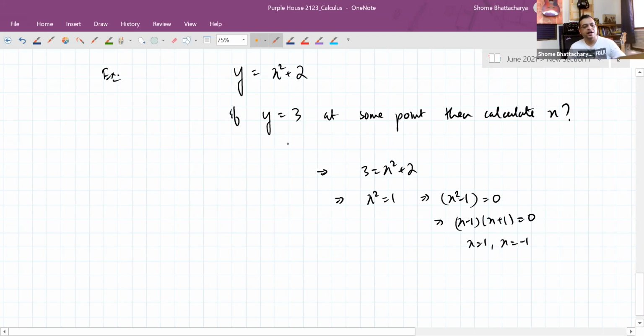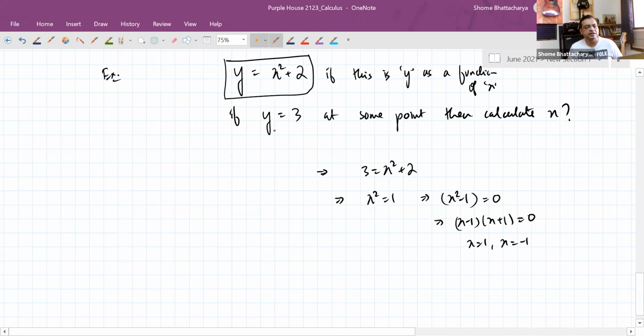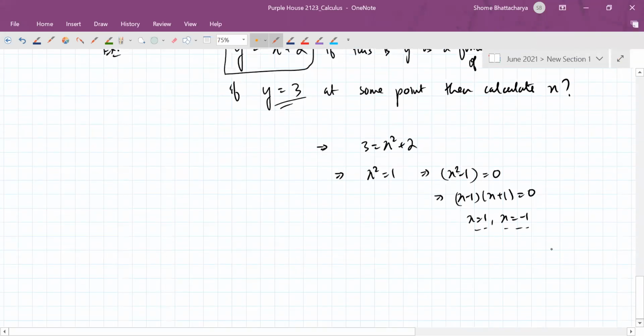But just because y is given to us and we have to calculate x doesn't mean that now y is becoming independent and x is becoming dependent. In a general maths expression, it doesn't matter what y and x is. But if we are representing this as y as a function of x, then still this is the dependent one and this is the independent one. So you can see that there are two independent values of x which correspond to the single value of y, which is equal to 3.